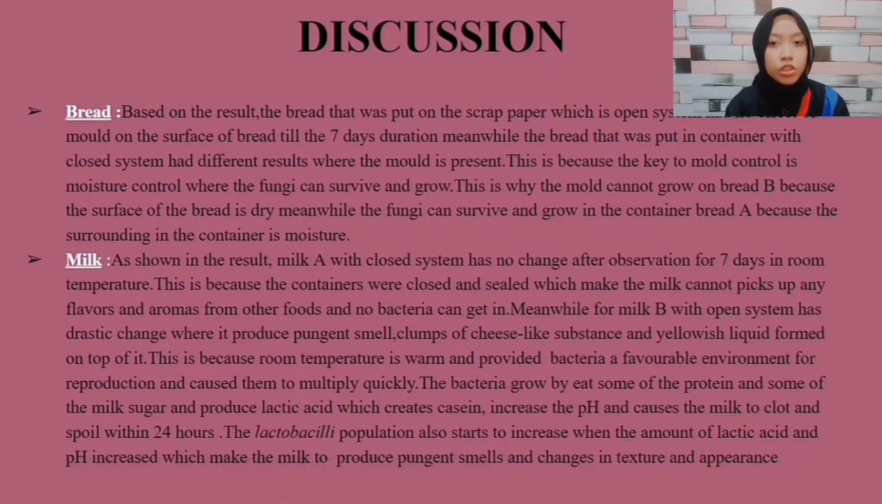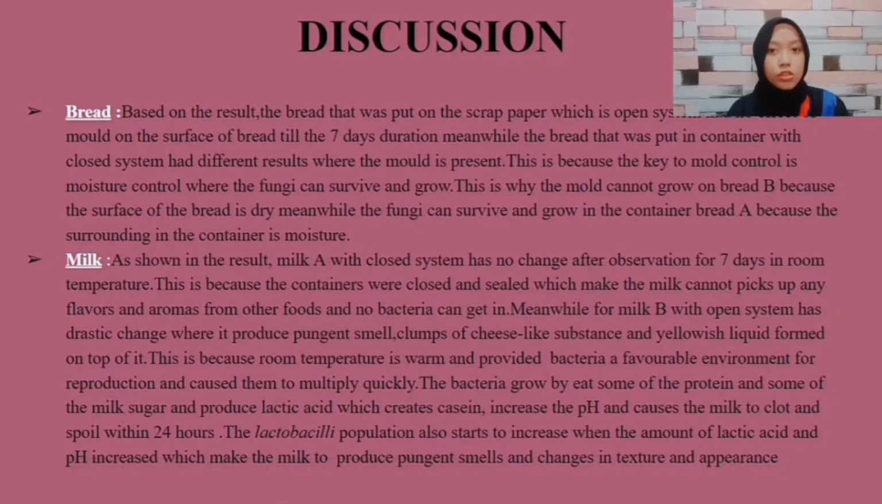This is because room temperature is warm and provided bacteria a favorable environment for reproduction, causing them to multiply quickly. The bacteria grow by eating some of the protein and some of the milk sugar and produce lactic acid, which creates casein, increases the pH, and causes the milk to clot and spoil within 24 hours. The lactobacillus population also starts to increase when the amount of lactic acid and pH increase, which makes the milk produce pungent smells and changes in texture and appearance.